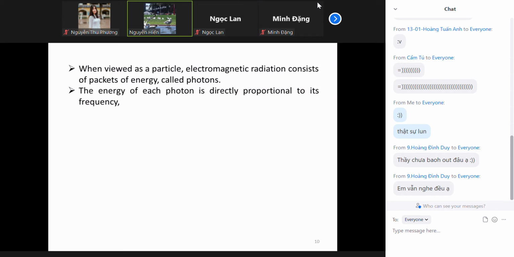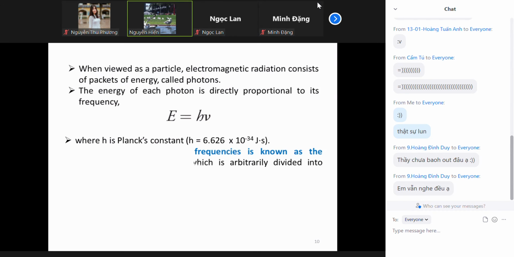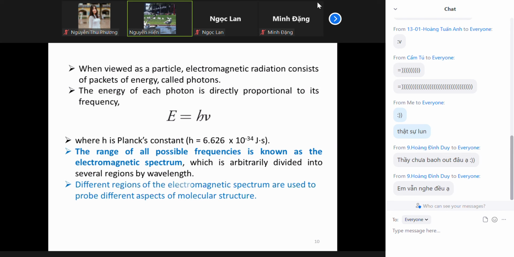So the energy of each photon is proportional to its frequency, and this is represented by this equation: energy equals Planck's constant multiplied by the frequency. And the range of all possible frequencies is known as the electromagnetic spectrum.